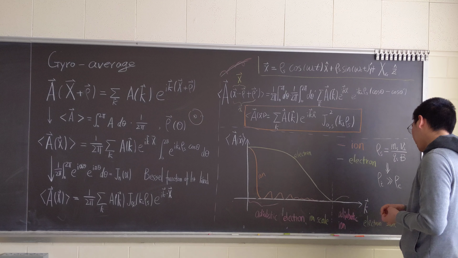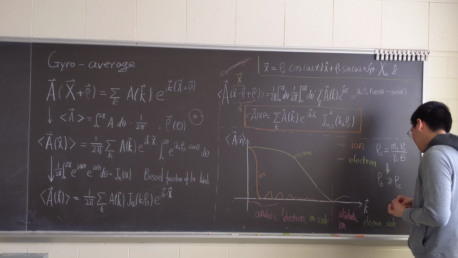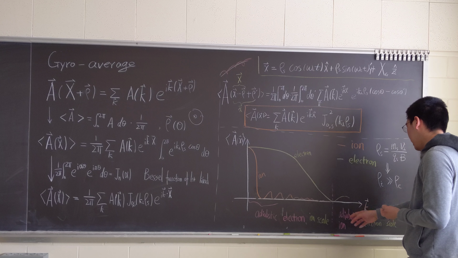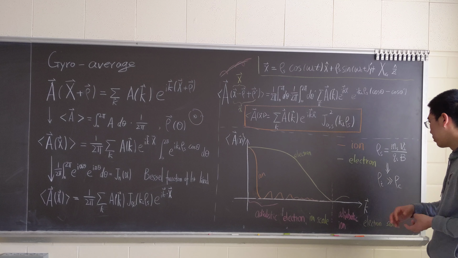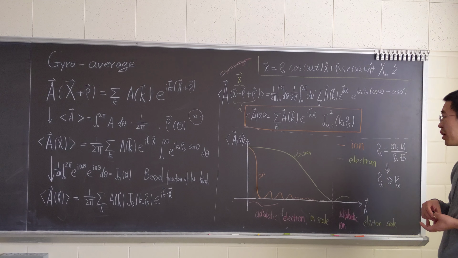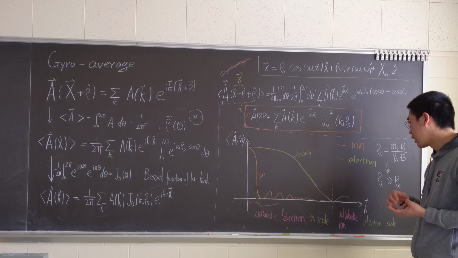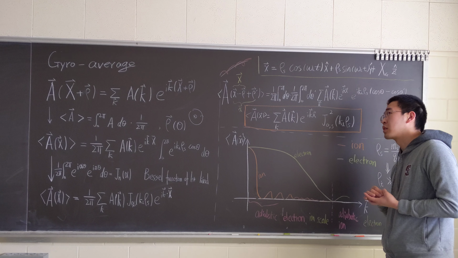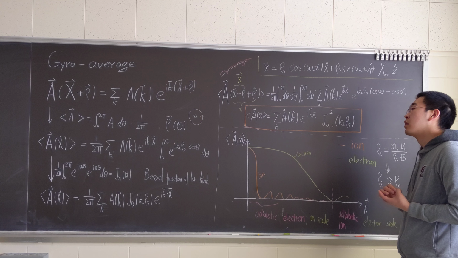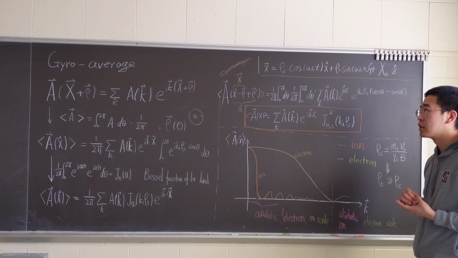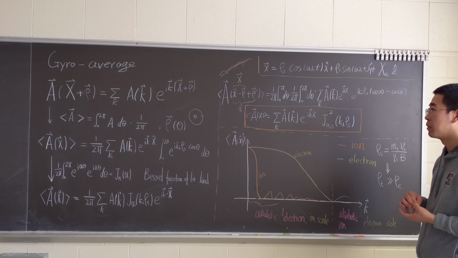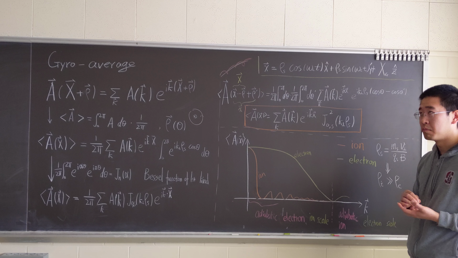For higher k, it will be in the electron scale. It will have adiabatic ion, since the ion cannot keep up with the fast moving electron. You can check that in the different videos that talk about the overview of micro instability.